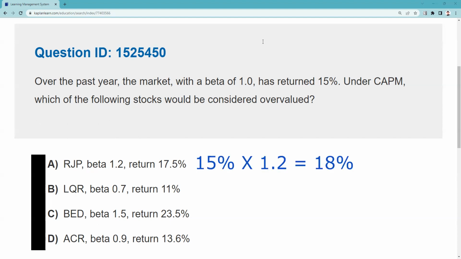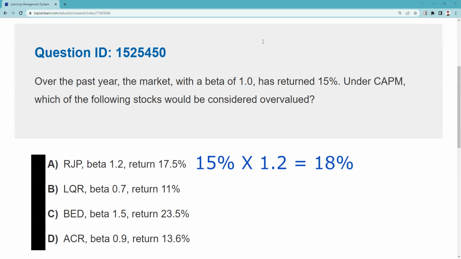So let's look at our first one. The market returned 15% and the beta was 1.2. So I take the market return, 15%, times the beta of 1.2, and my expected return is 18%. However, we only got 17.5%. So a little disappointed in that. I think that was overvalued. It didn't give me the expected return, or what sometimes is referred to, if we're doing it before we make the investment, as the required return, right? I'd like to get some alpha as well. So A looks like the leading candidate for being overvalued.